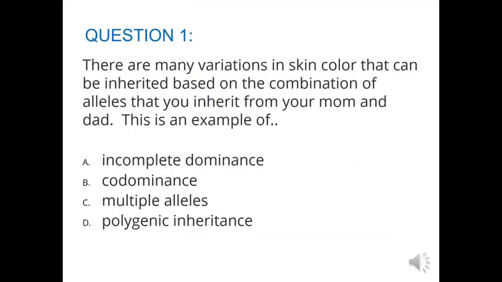Before we end our lecture for today, let's start answering a few of these simple questions. Question number 1. There are many variations in skin color that can be inherited based on the combination of alleles that you inherited from your mom and dad. This is an example of A. Incomplete dominance, B. Co-dominance, C. Multiple allele, and D. Polygenic inheritance.